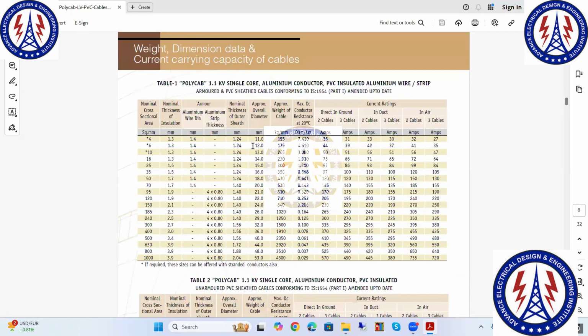Whenever we are procuring the cable, I request everyone to mute yourself if you are not asking any question, so that others will not get disturbed.